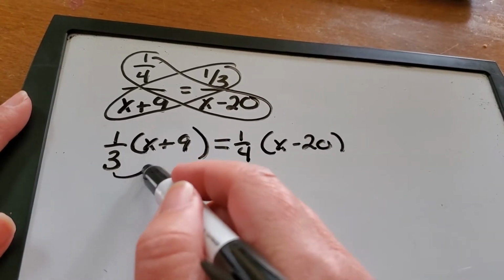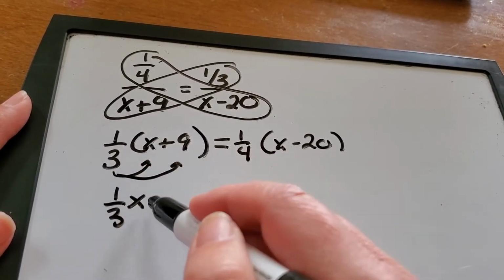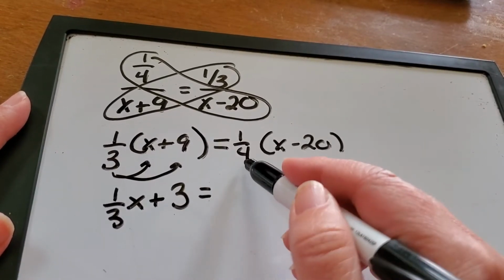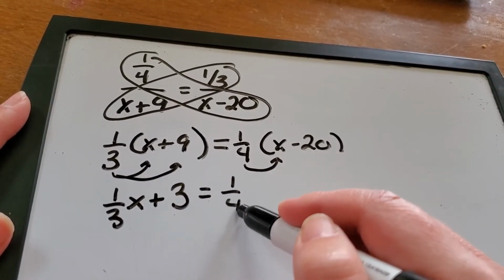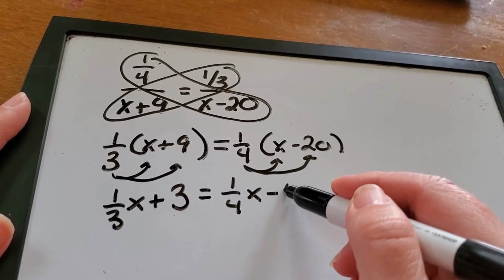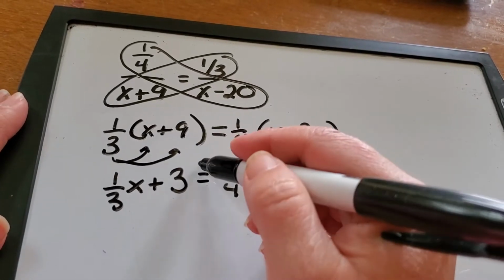You can distribute here. That's 1/3 x. 1/3 times 9, or 1/3 of 9, is 3. On this side, 1/4 x. And then 1/4 of 20 is 5. It's a negative 20 though, so it's really going to be a negative 5. Now we're ready to solve our equation.